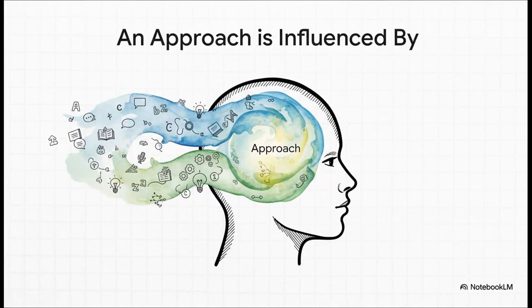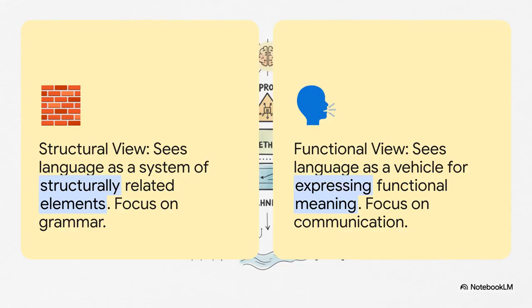And every approach really stands on two pillars: a theory about what language is, and a theory about how our brains actually learn it. So let's see what that looks like in the real world. This is where you see a major fork in the road. On one hand, the structural view sees language like an engine. It's a system of parts, like grammar and vocabulary, that you have to assemble correctly. The functional view, on the other hand, sees language as a tool, a way to get things done. So a structural class might obsess over getting verb tenses perfect, while a functional class would be thrilled that you successfully ordered that coffee, even if you made a few mistakes along the way.